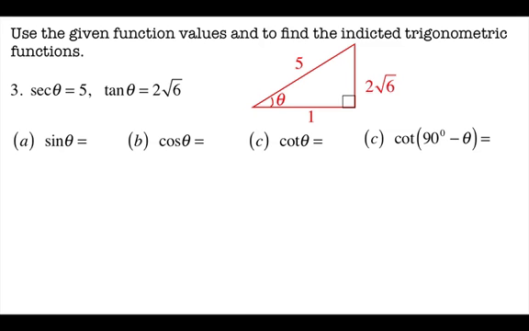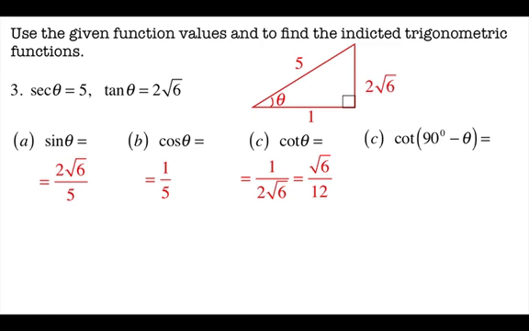And then once we have this, I can find, say, sine of theta very easily, which is your opposite over your hypotenuse. Your cosine is your adjacent over your hypotenuse. Your cotangent is adjacent over opposite, which means you have to rationalize, simplify.